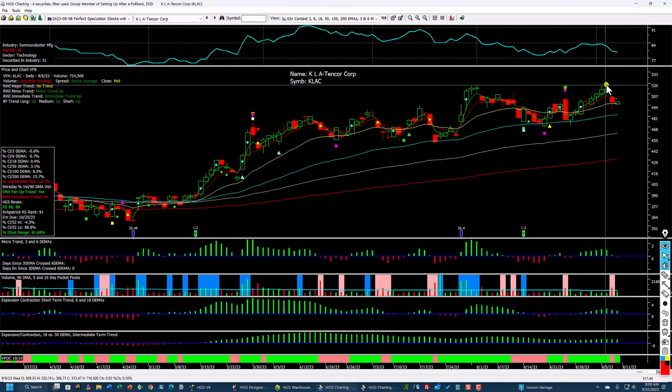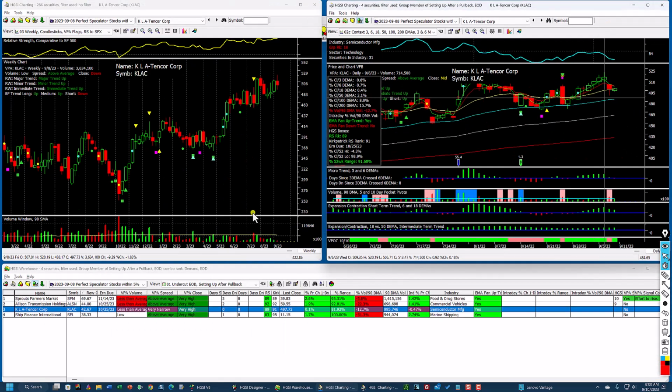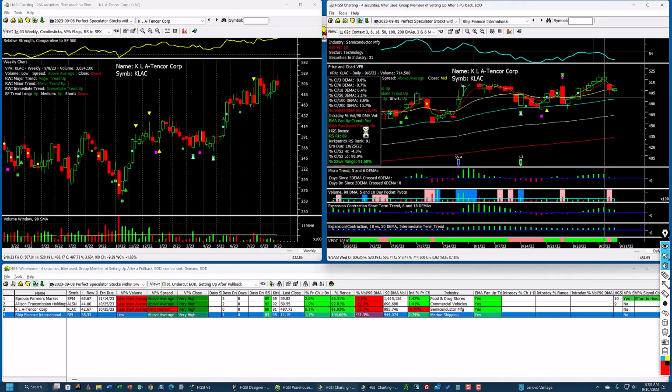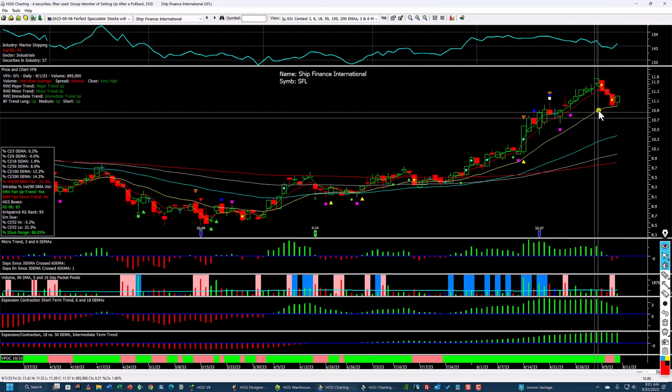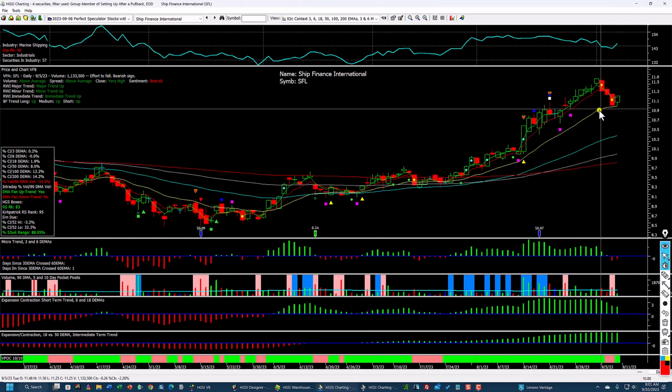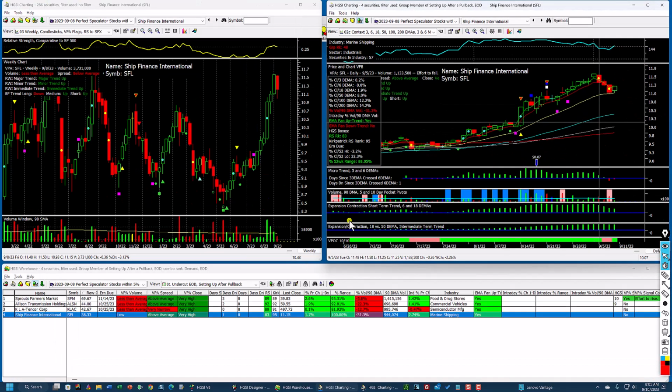Here's the recent 52-week high right there. You can see it cleared, pulled back a little bit, and setting up again. Expensive stock. How about Ship Finance? Marine shipping, another shipping stock. Now look at the strength in this weekly chart here. Tremendous. Just a little pullback. This is setting up nicely. There was some profit taking that came into it, but this one is definitely going into a watch list.